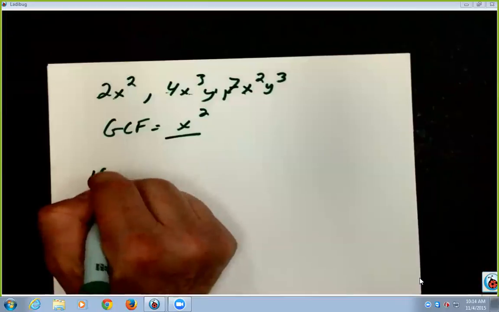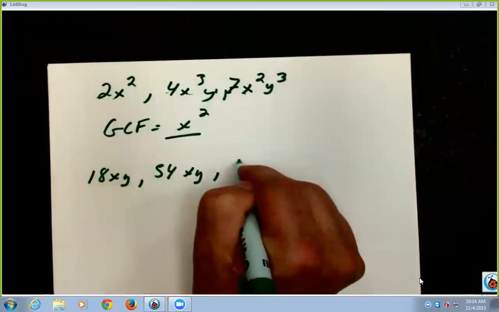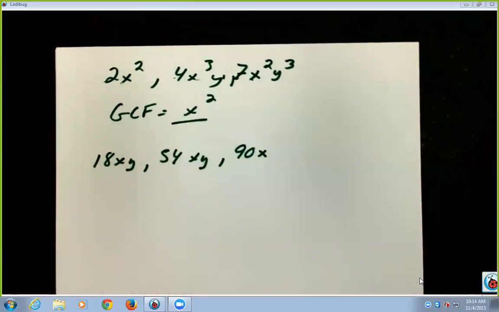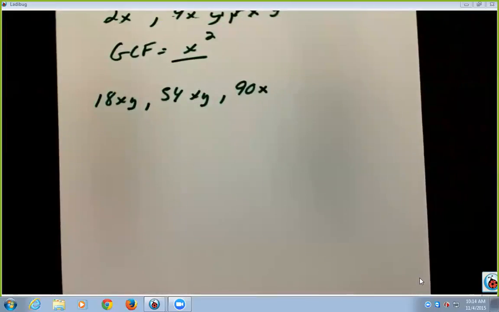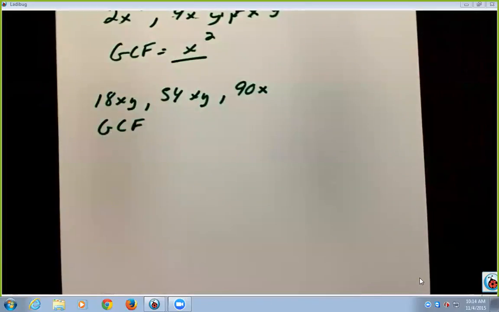So let's look at this one. How about this one? 18xy, 54xy, and a 90x. So what will be my greatest common factor with this one? 6xy. That's as big as we can pull out? 18x? We all agree? I think it's 18x. 18x, yes.